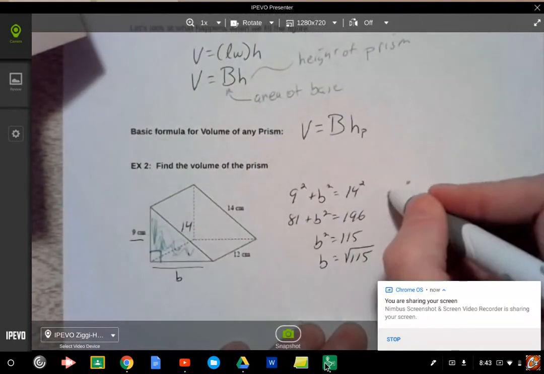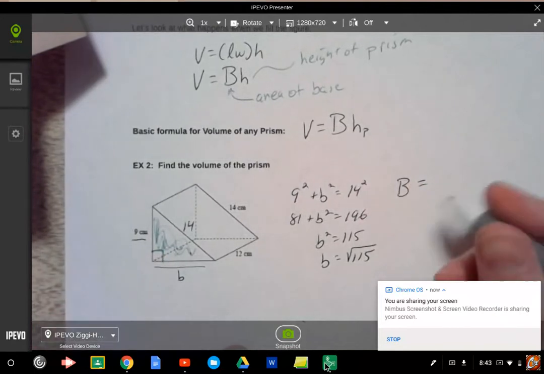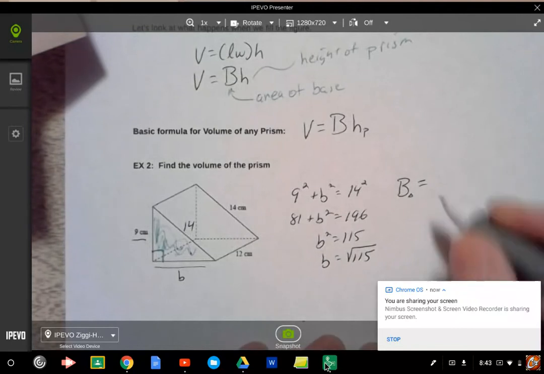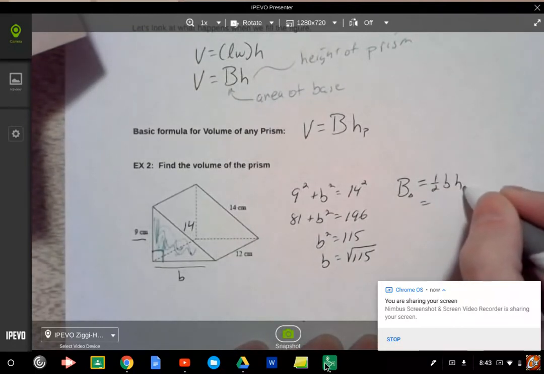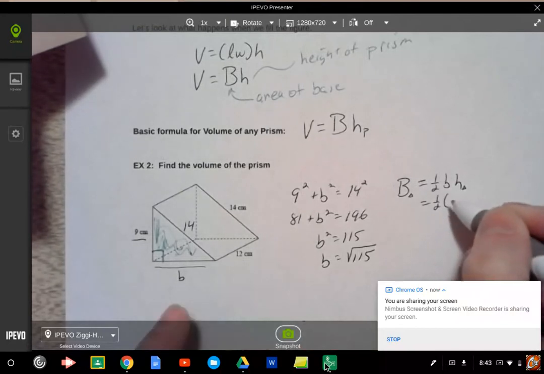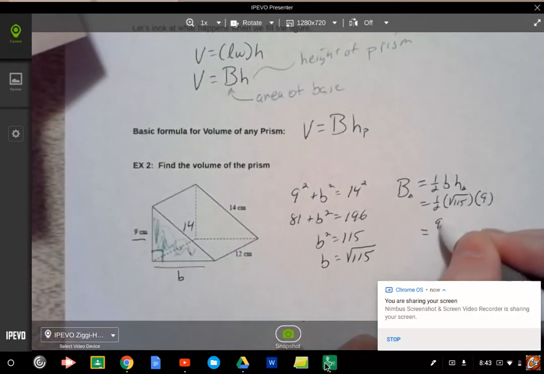So now the area of my triangle, I'm going to call that B for my base. Just remember, your base is a triangle. In fact, you may even want to say it's a triangle base. The area of the triangle is 1/2 base times height, and this is the height of the triangle. That's important to remember. So 1/2 radical 115 times 9 comes out to be 9 radical 115 over 2. There's the area of the base.